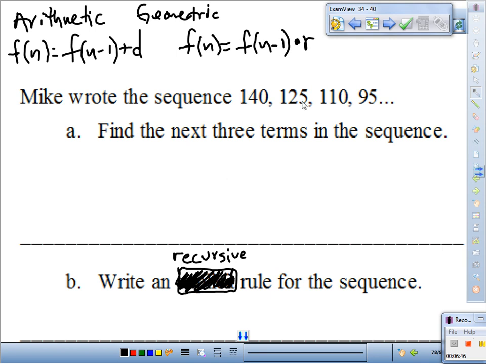So let's find out which one it is. So let's see. Going from here to here, from here to here, from here to here, what's happening? What is it? Subtract 15 or plus negative 15. So which one of these has addition and subtraction? This one, right? The first one. So that means our rule is going to be this one, but instead of d, what are we going to write? Negative 15. Yes, Danny?